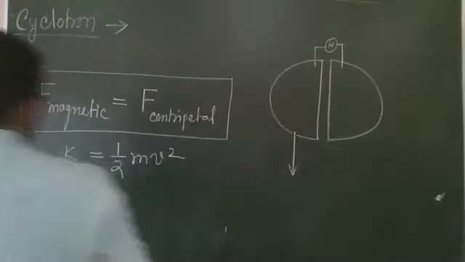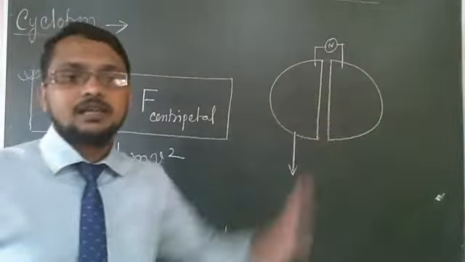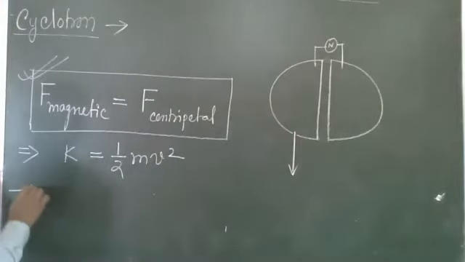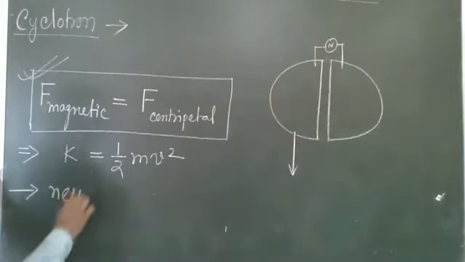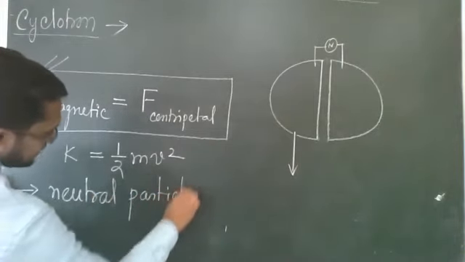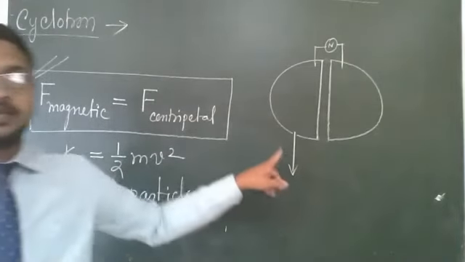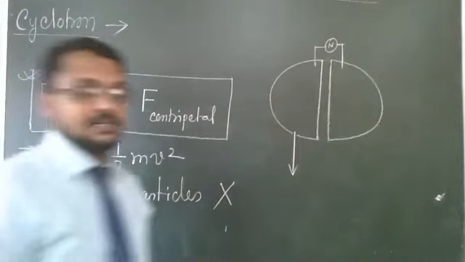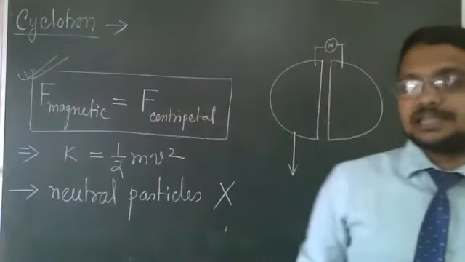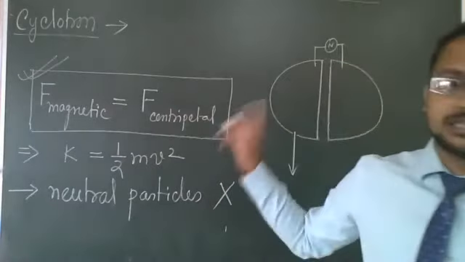So this is the basic principle. Now, which kinds of objects cannot be used in the cyclotron? Neutral particles cannot be used in the cyclotron to accelerate, because neutral particles don't have any charge. If they don't have any charge, they will not experience any magnetic force. So neutral particles cannot be used in the cyclotron.